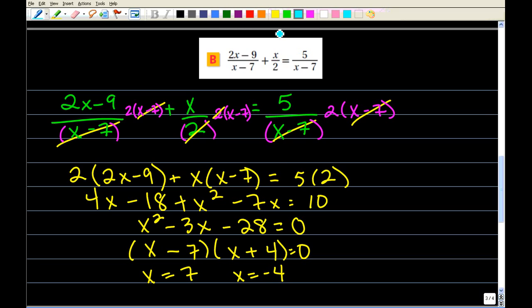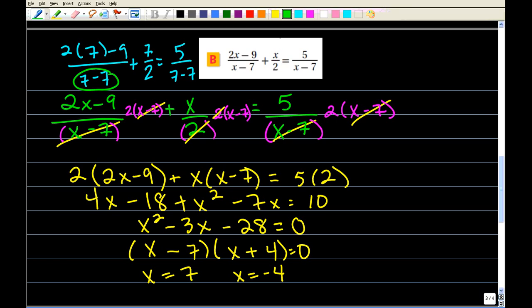So if I go back and I check in at the 7, so I'd have 2 times 7 minus 9 over 7 minus 7. Okay, I could write out the rest of this, but, well, might as well. Okay, there's a problem here. We had that 7 minus 7, that would end up canceling out to 0, and that would be undefined, and we cannot have an undefined solution. So x equals 7, that is not going to be part of our solution.